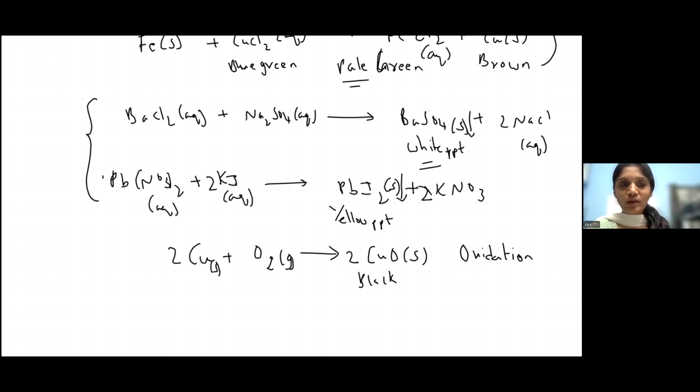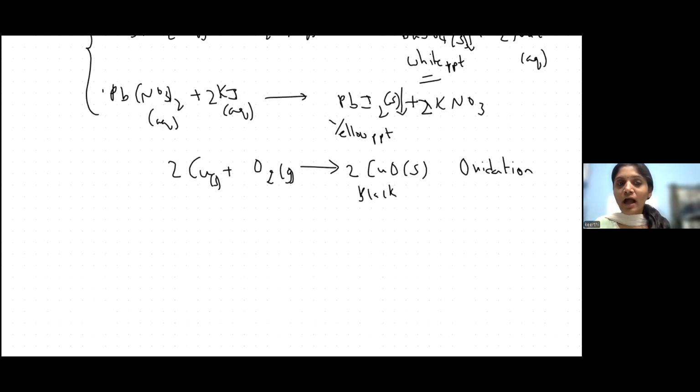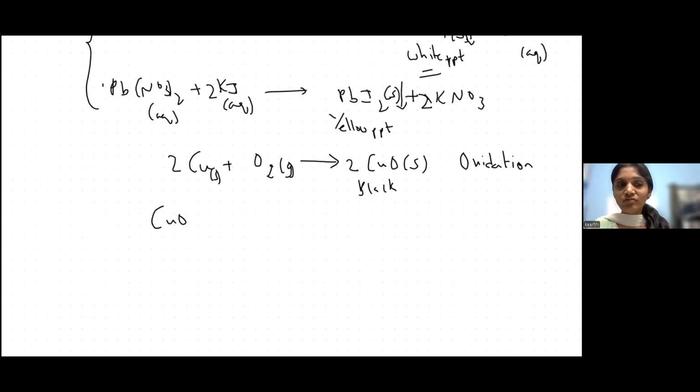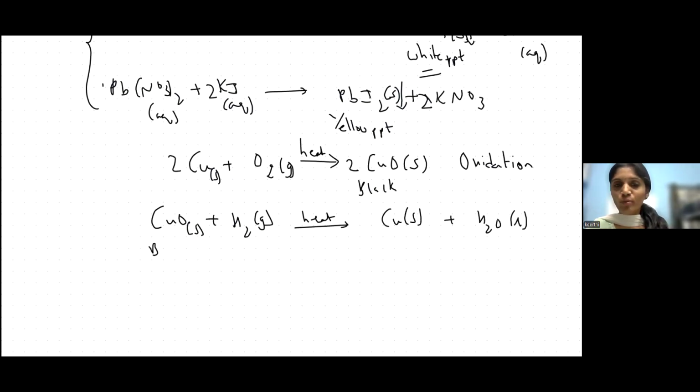I have one more reaction here. I will take the same black copper oxide and react it with hydrogen gas, and all these reactions we heat. When I heat this, I get the formation of copper solid, which is brown in color, plus H2O, which is liquid. Copper oxide is black in color, and the color of copper is brown.